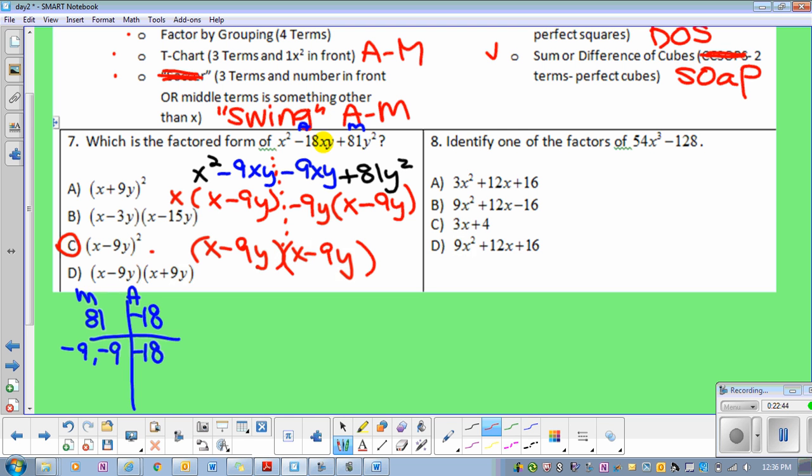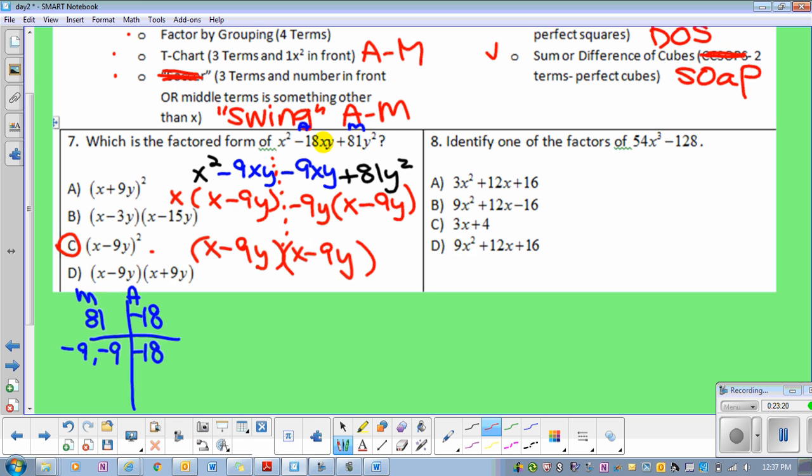Identify one of the factors of 54x cubed minus 128. Ooh, one of the factors. Well, you need to factor out everything, but your answer choice is not going to have all of your factors, right? So 54x cubed minus 128. What is the first step in factoring? GCF. 54 and 128. Do they have a GCF? 2. Is 2 the biggest number that will divide evenly into both? Yeah. We all agree?